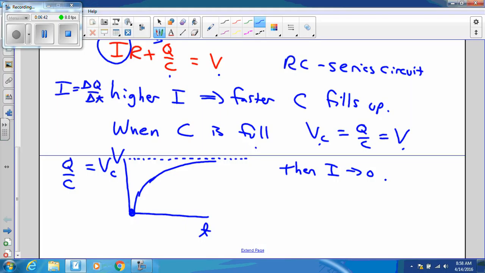Now what we'd like to do is make this a little bit more quantitative, because we'd like to have an idea of how quickly this capacitor fills up. So I'm going to do this in two stages. First of all, I'm going to introduce some calculus ideas.